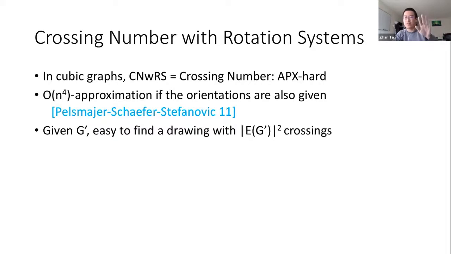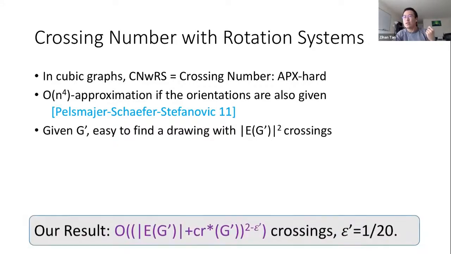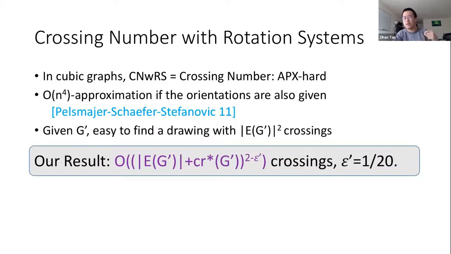So the flip status of the clockwise ordering is also given. And what we did is that we can get a drawing with the number of edges plus the crossing number to the 2 minus epsilon prime crossings. Note that the number of edges times the crossing number is kind of trivial. So what we did is we pushed down the exponent 2 by 1/20. So this is our result.